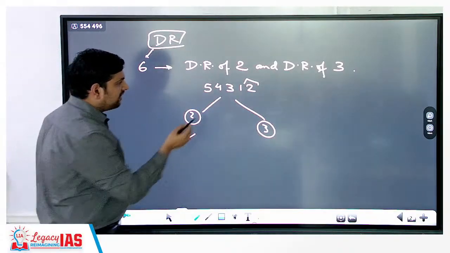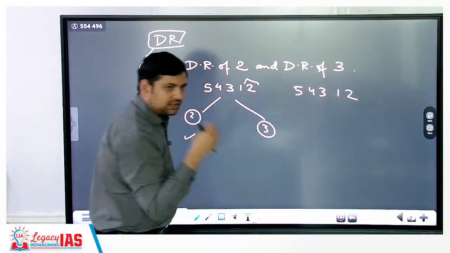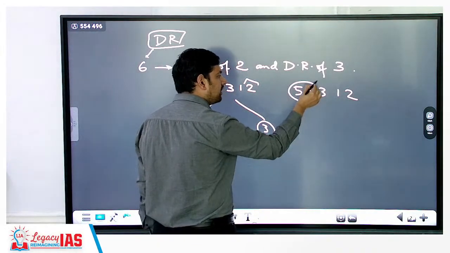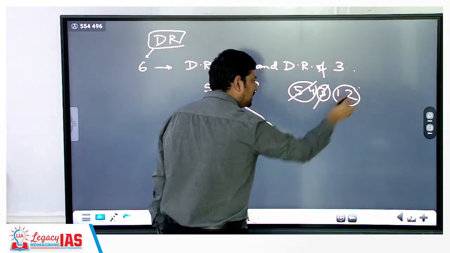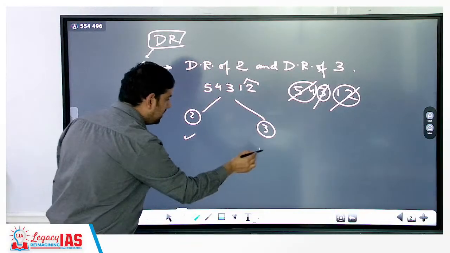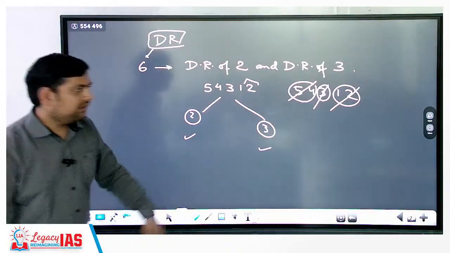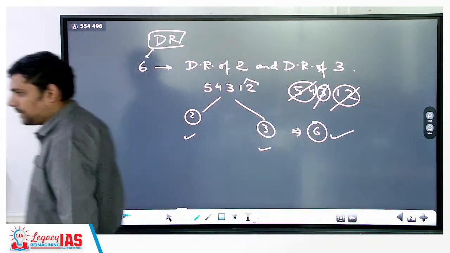Now for 3 I have to find. So how will I find? This I write here 5, 4, 3, 1, 2. So I will try to create multiples of 3. So 5 plus 4, 9, cancel out. Then 3 cancel out. 1 plus 2, 3 cancel out. Everything cancels out. That means 3 also divides it. Now if both of them divide it, implies 6 also divides it.